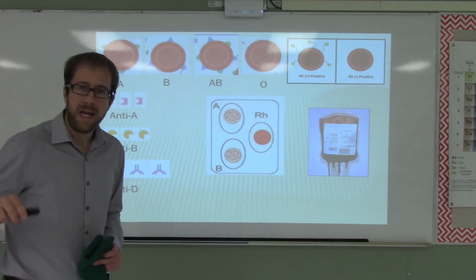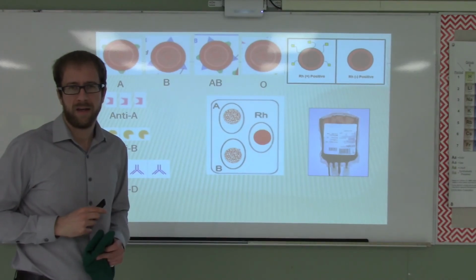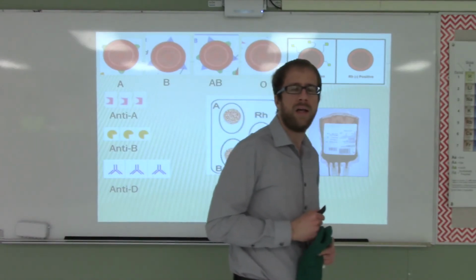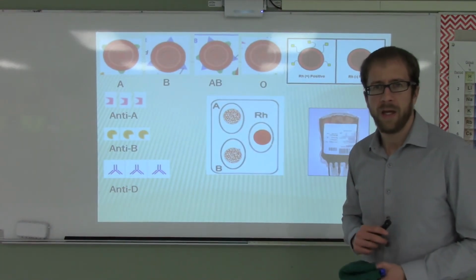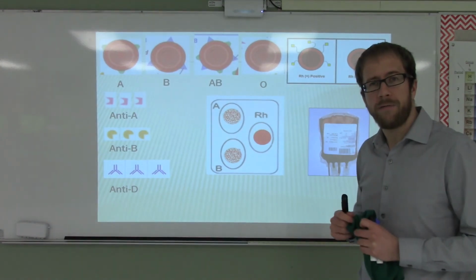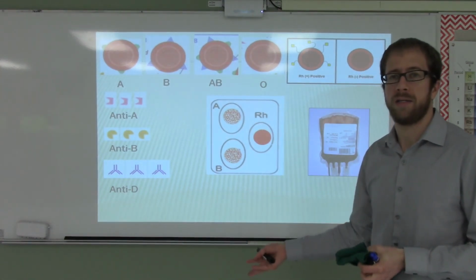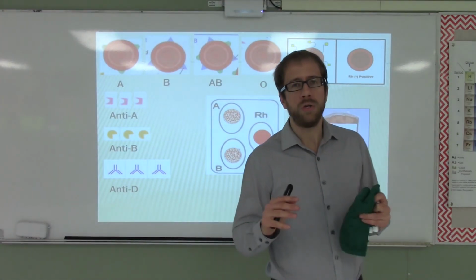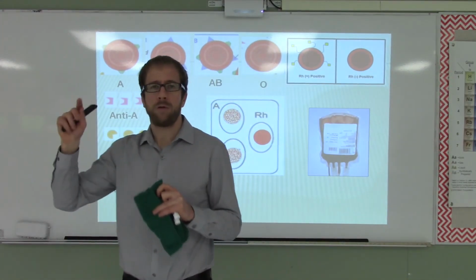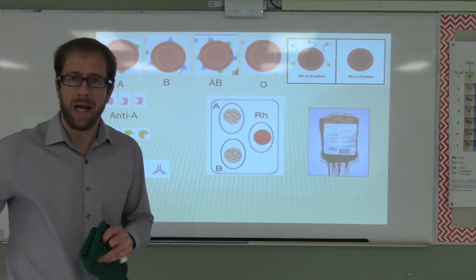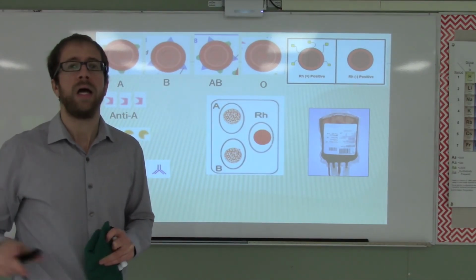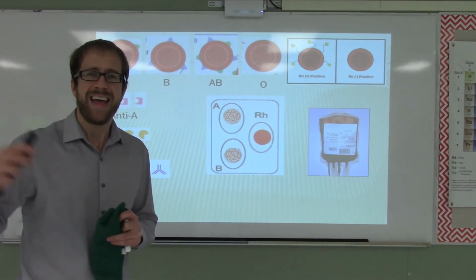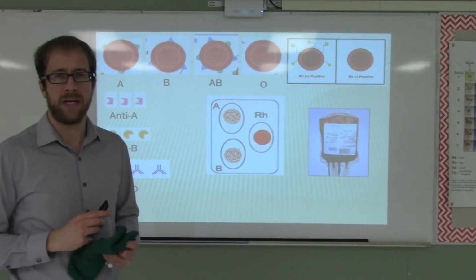What can you donate to if you're AB negative? You can donate to people that have A and B antigen. So you can donate to AB negative and AB positive. In your booklets, you do have a chart where you should go through and figure out who can donate to who and who can receive from who. It is extremely important that you understand that for your upcoming test and for the final examination.